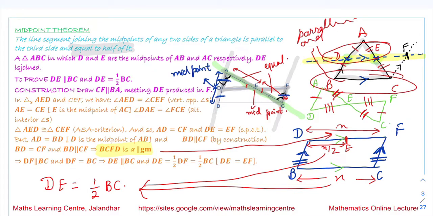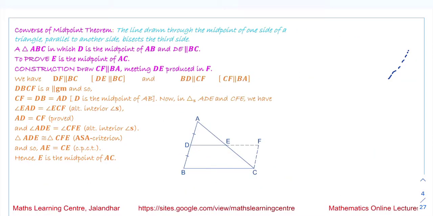Next is the converse of the midpoint theorem. It says that the line drawn through the midpoint of one side of a triangle parallel to the other side bisects the third side. Converse means we are now saying a triangle is given to us, and the midpoint of one side is given to us.